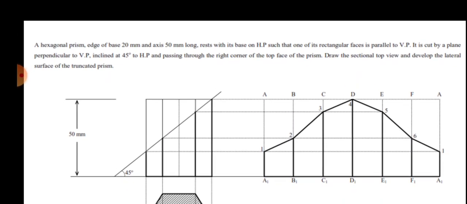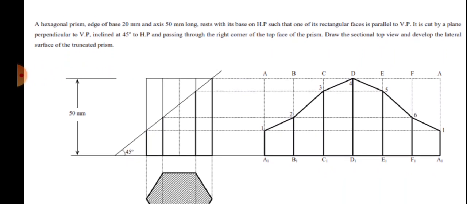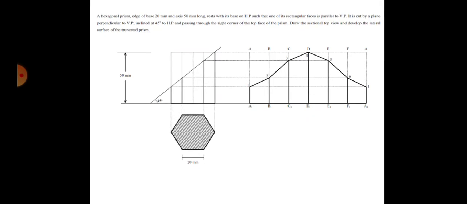The base is 20, axis height is 50, resting on HP on one of its faces parallel to VP. It is cut by a section plane perpendicular to VP and 45 degrees to HP, passing through the right corner of the top face of the prism. Draw the sectional top view and development of the lateral surface of the prism. So this is one of the easier problems. I will start with the corner condition again, because of the question that is given.